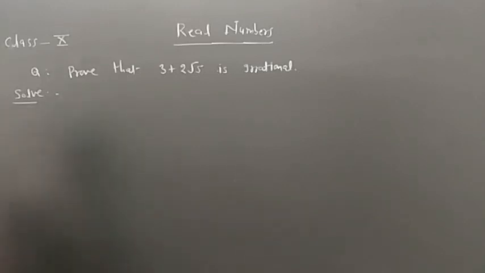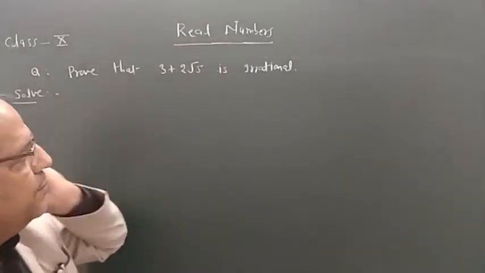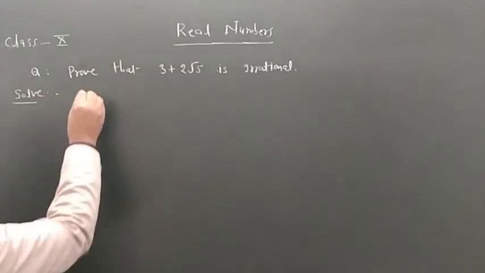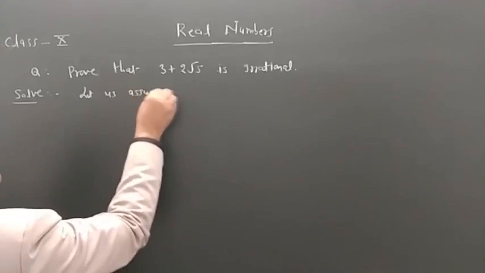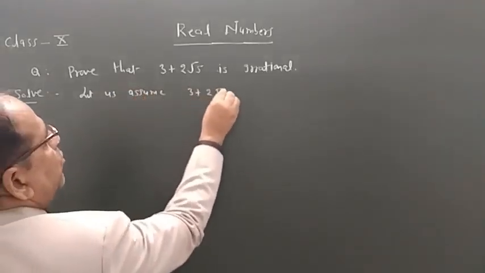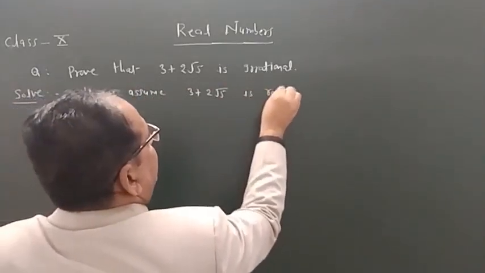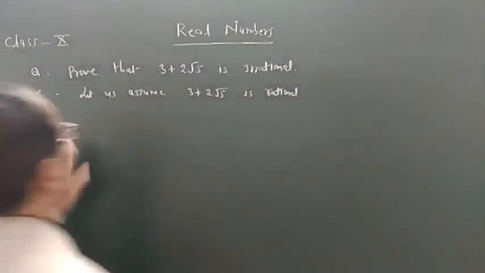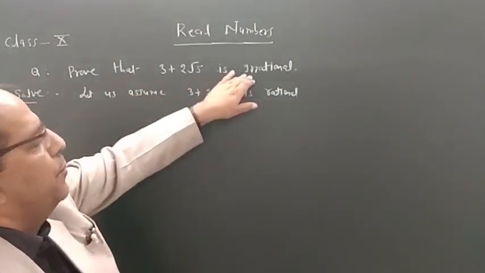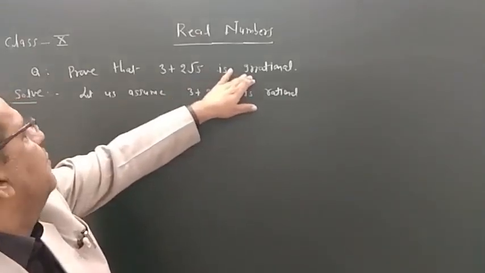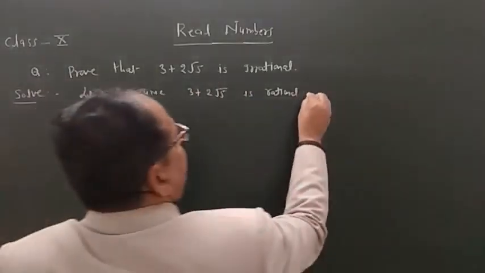Now I am taking one more problem. Prove that 3 plus 2 root 5 is irrational. Let us assume 3 plus 2 root 5 is rational. This is the contrary of our statement. We want to prove here that 3 plus 2 root 5 is irrational, but we have no particular definition for irrational numbers, so we have to start by assuming that 3 plus 2 root 5 is rational.